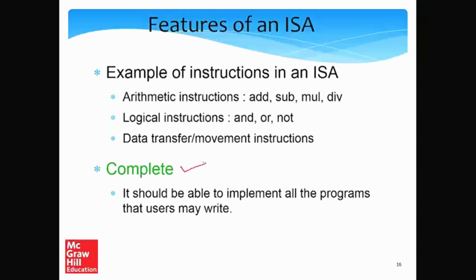One user might want to write a program to read today's temperature and send it over the internet. One user might want to write a program to take a photograph of the blackboard and recognize all the characters. So irrespective of whatever the program is, the ISA should be able to realize all the programs that users may want to write. We'll discuss this later, but this is the notion of completeness: whatever I want to write, it should be possible on a given processor.